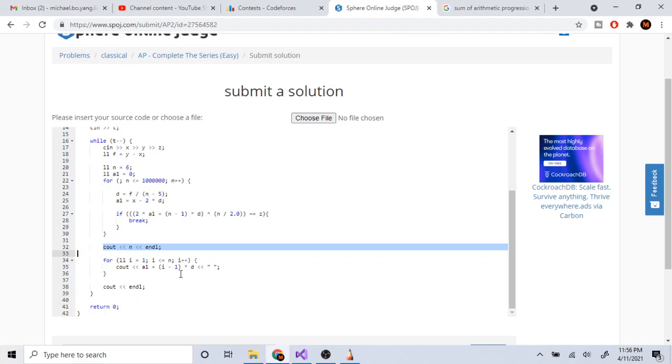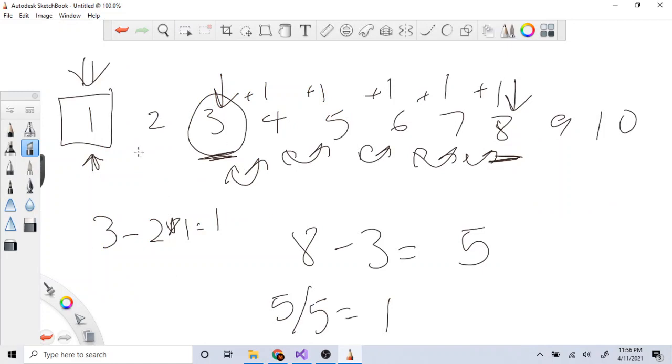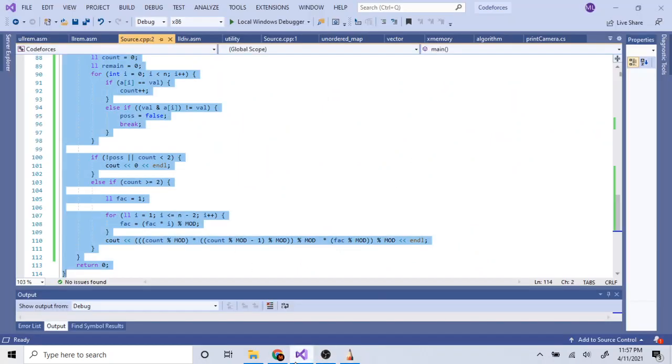So that's basically what I'm doing here: once I have the common difference, I loop from here to the end of n, and I add 1 every time. So I have 1 and I plus 1, which gives me 2, and I plus 1 and get 3, and I plus 1 and get 4, and so on and so forth until I reach n. So that's basically how I did this problem.